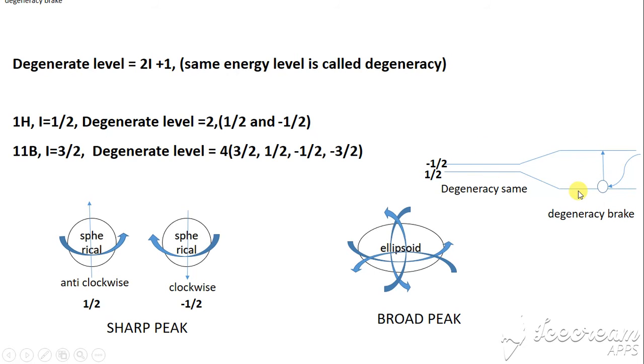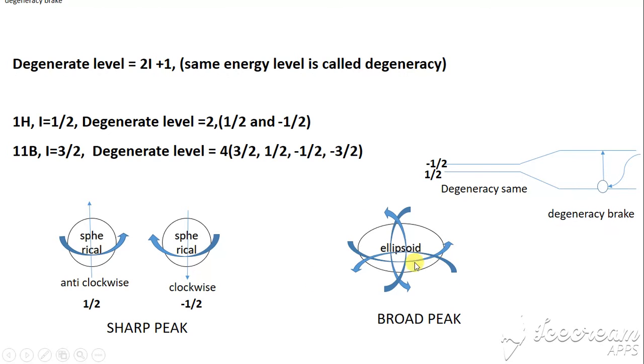After applying a magnetic field, nuclei absorb radiation and transitions are possible, and the nuclei transit from the ground level to a higher energy level. Because of this type of transition, nuclei give a peak in the spectra. That type of degenerate level is for spherical nuclei, so after a transition they give a sharp peak.